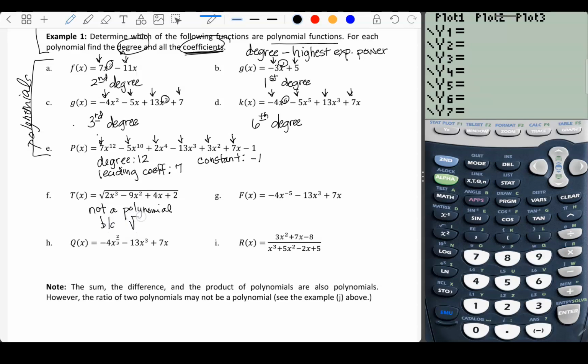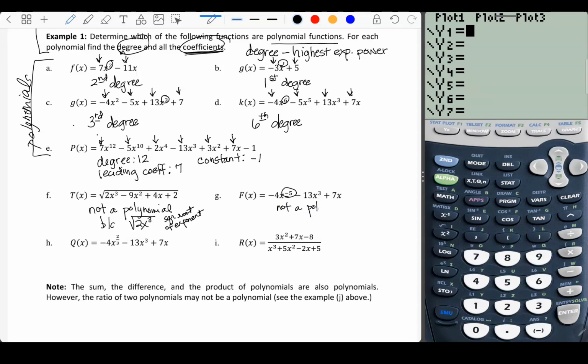F is not a polynomial because of the square root of the leading term, the highest exponent. It's not going to work out to an integer. The square root of 3 does not work out to an integer. There's actually another reason for it, but that's what we're going to go with right now. Both of those reasons work. We're going to focus on the square root of an exponent. It's just not going to work.